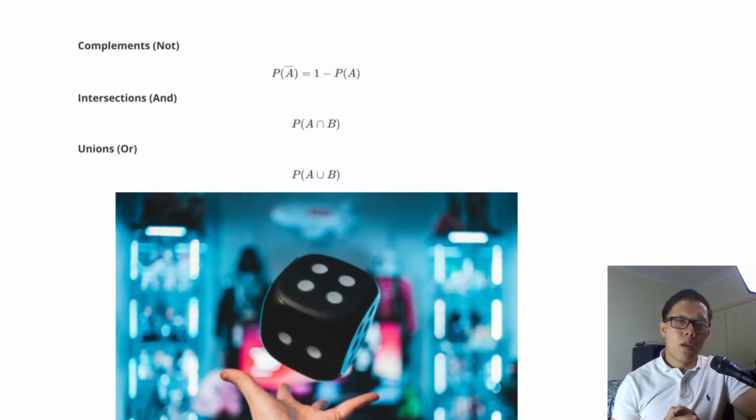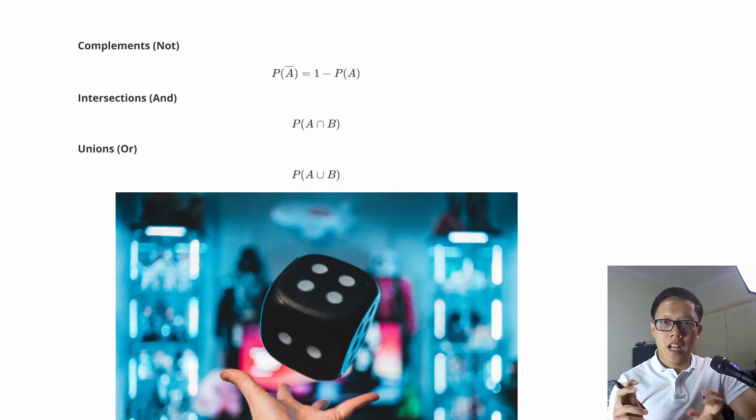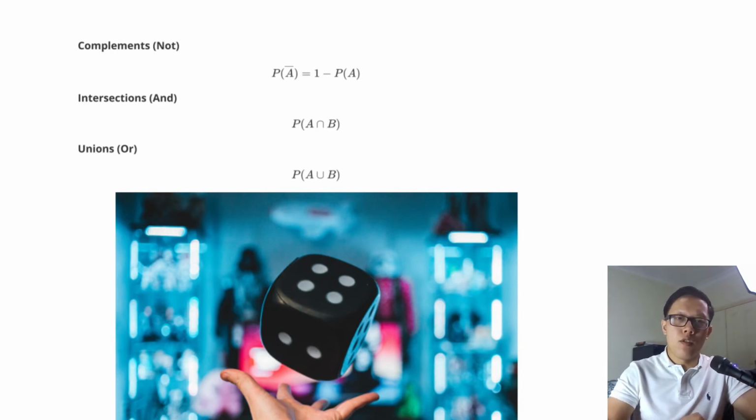Okay, now we're going to be looking at different ways that events, collections of outcomes, can arise. First is complements, not. This symbol here, this line above A, means not A. So this means what is the probability of A not occurring, which is always going to be 1 minus the probability of A occurring. Next is intersections, which is a fancy way of saying and. This here means the probability of A and B occurring. And unions, a fancy way of saying or. This here means probability of A or B occurring.